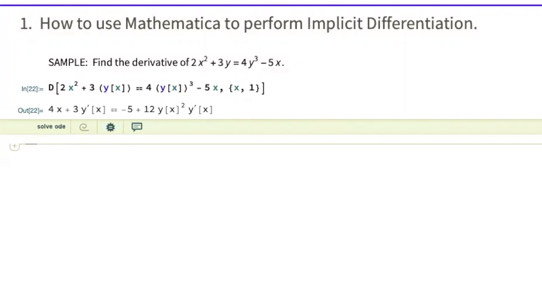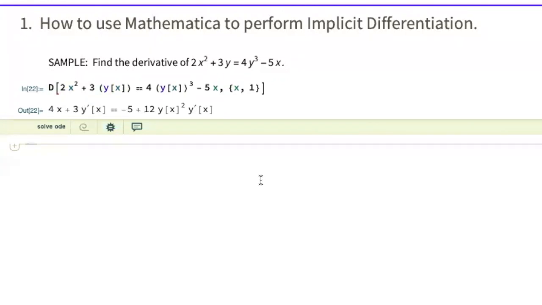You get this output in an implicit format. Notice you have the derivative y prime on the left and you have the derivative y prime on the right. We want y prime typically to be on one side of the equation by itself.